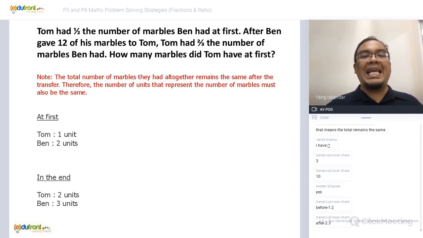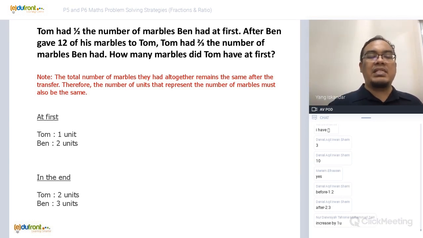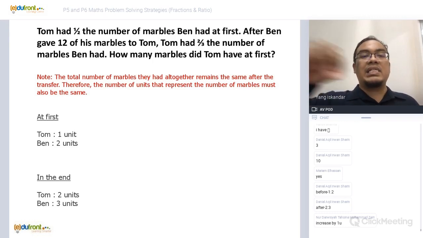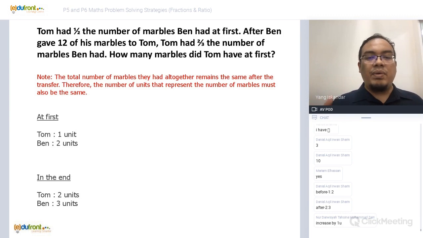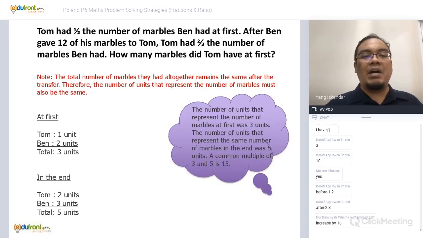Now, since we know it's an internal transfer question, meaning that Ben gave to Tom. He did not give to a third party. Like just now in the previous question, in the external unchanged, he gave to a third party, which is outside the ratio. But here they give to each other. When they give to each other, the total number of marbles remains the same. So we need to find the total ratio before and after. Very simple. How we do that? You just add them up together. In the first ratio, Tom 1, Ben 2 units, total, there's 3 units.